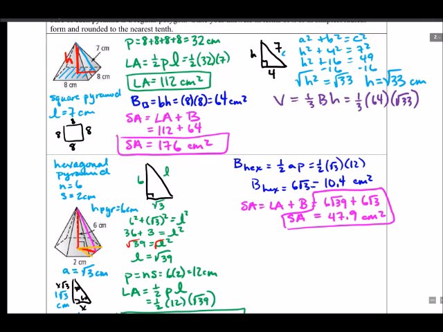Our calculator does a wonderful job with this. If we wanted to leave it in radical form, we could do 64 divided by 3 square root 33, or better, put that into your calculator: 122.6 centimeters cubed.